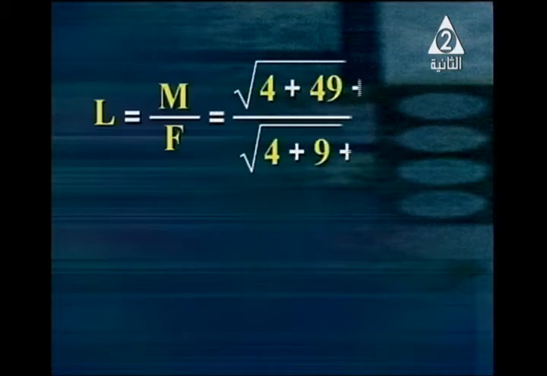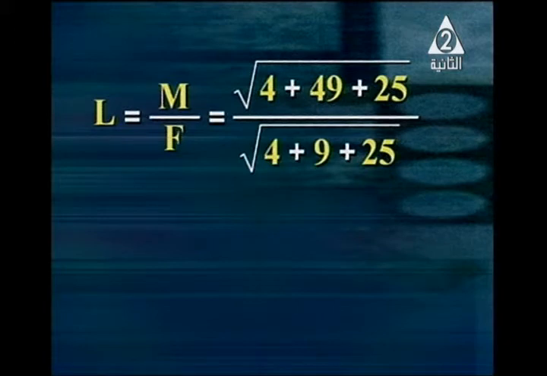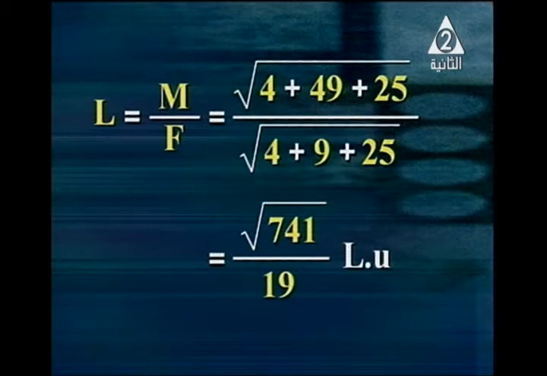After that, we find the length of the perpendicular by using the rule: it equals the moment over F. What is the moment? The magnitude of the moment, the square root of 2 power 2 plus 7 power 2 plus 5 power 2, over the force, the coefficients of F, 2, 3, 5. We find the magnitude of F by using the square root of 2 power 2 plus 3 power 2 plus 5 power 2. What is the answer? Square root 741 over 19 length units.